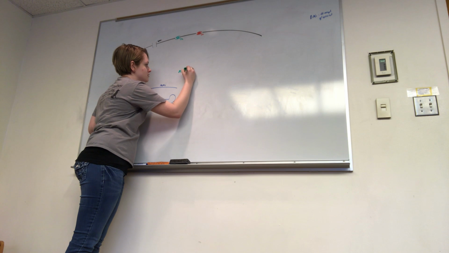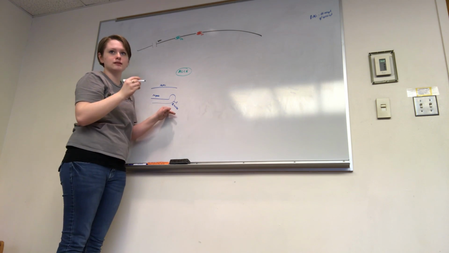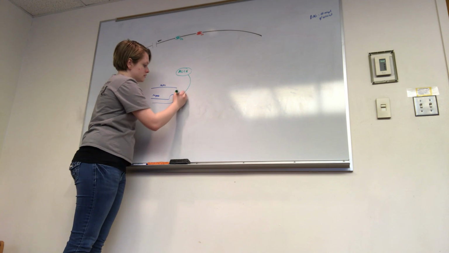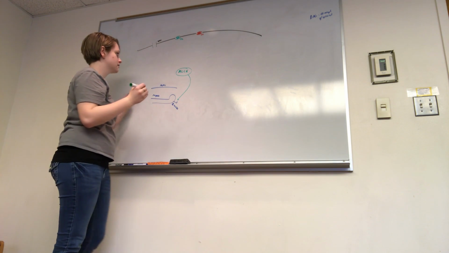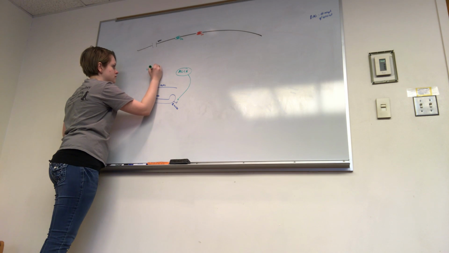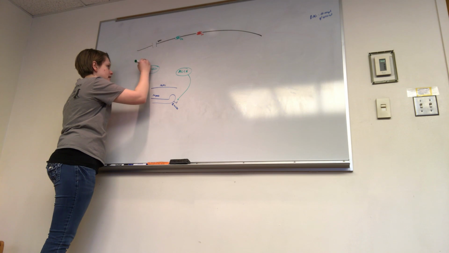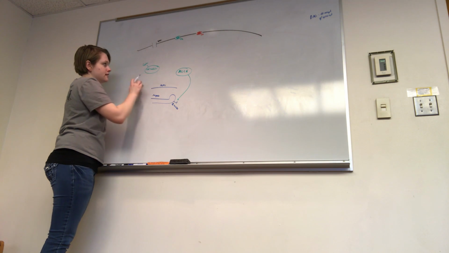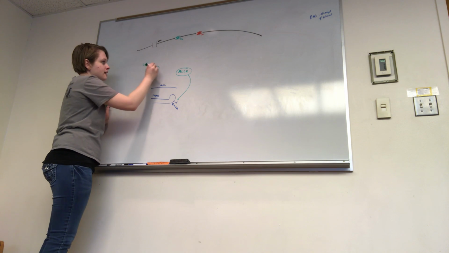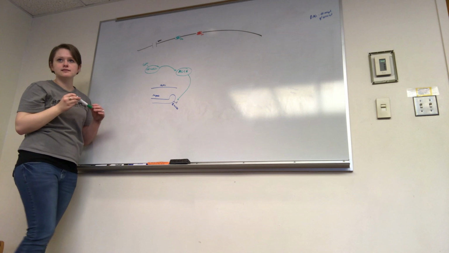So myosin light chain kinase, because kinases phosphorylate. And you have to have calcium-calmodulin. So you also have our little friend calmodulin, and it has to be activated by calcium to work. When calcium is bound to it, it's going to come over and help activate myosin light chain kinase.